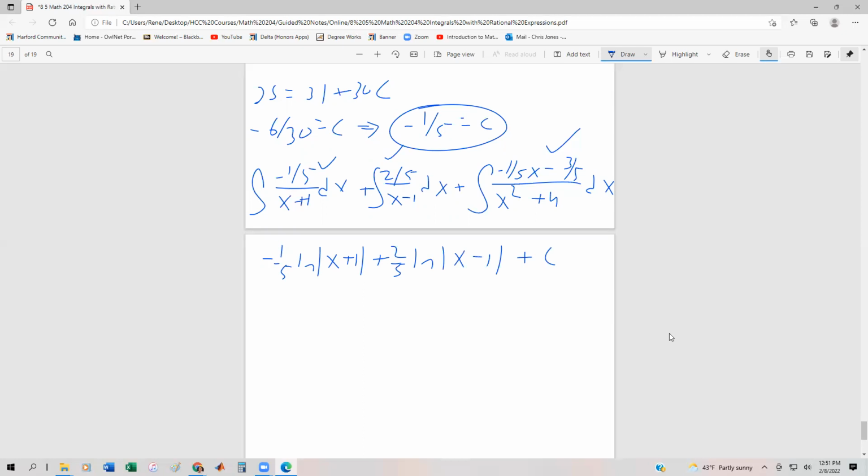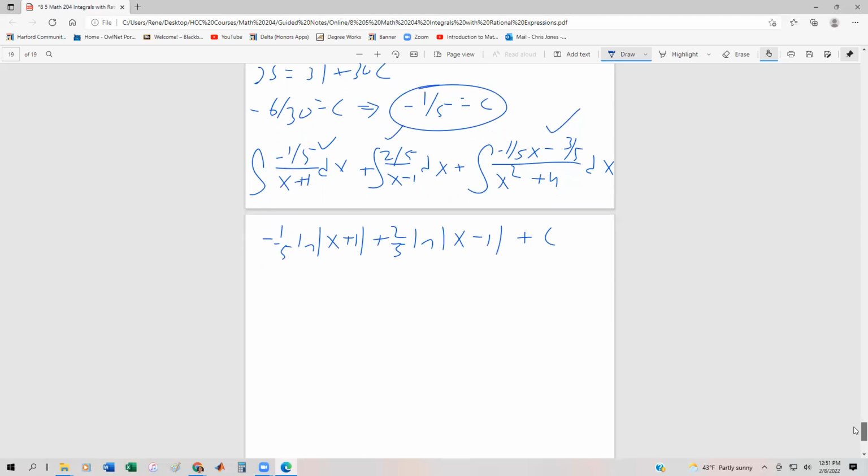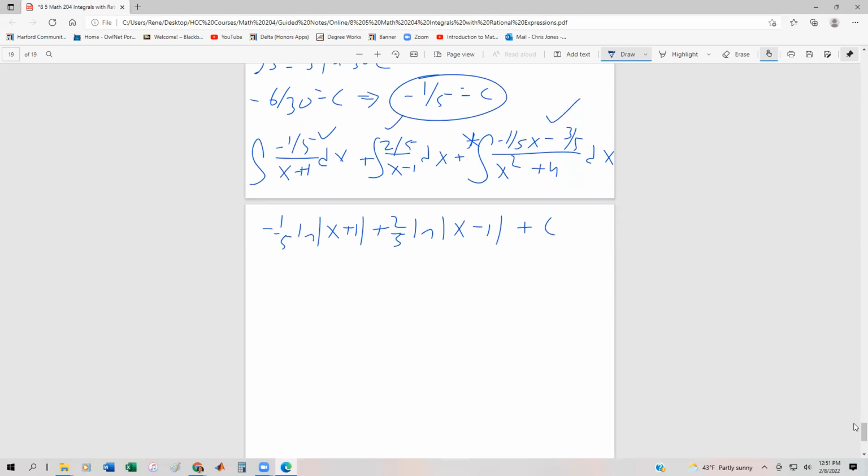But to finish this off, evaluating this guy right here, we are going to have, and I'm going to leave a space because then I'm just going to fill in the other stuff, negative 1/5 integral of x over x squared plus 4 dx, and then minus 3/5 of the integral of dx over x squared plus 4. And that's going to be the remainder of the answer.